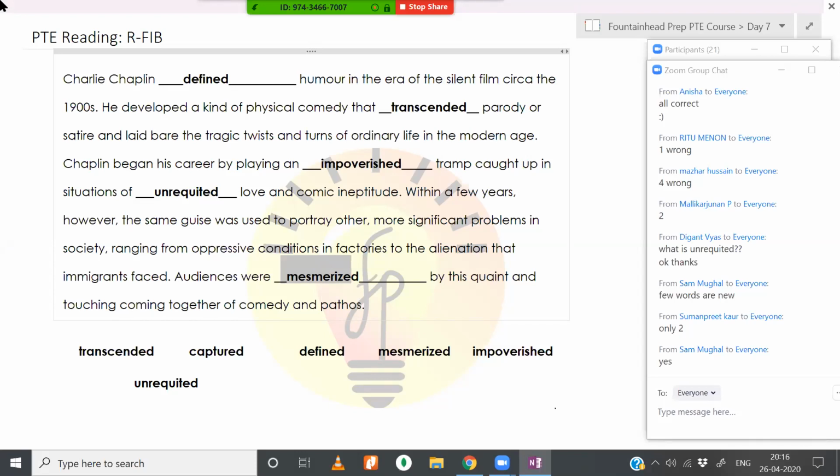Okay, so for some words, you were definitely not able to answer properly because of a lack of understanding of those words. But always be prepared for such words, and such blanks questions, also.